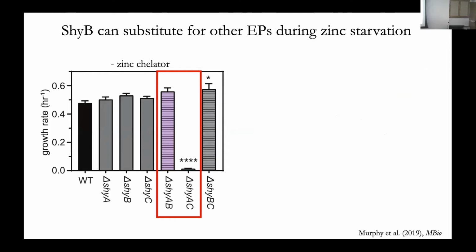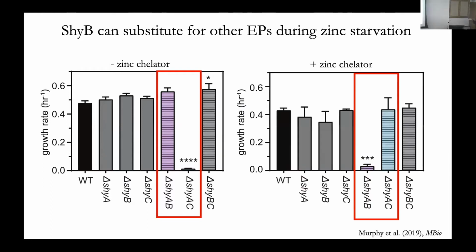So delta ShyAB is fine because it still has ShyC. Delta ShyAC is not fine in a normal growth medium because ShyB is simply repressed by Zur. However, if we add a zinc chelator, things turn around. So now we take away all the zinc. Delta ShyAB can't grow anymore, suggesting that actually ShyC is inactivated somehow by the absence of zinc. But now the ShyAC mutant can grow because we chelate zinc, we induce Zur, ShyB gets induced, and apparently ShyB is enough to take over and can do the job and can sustain growth.